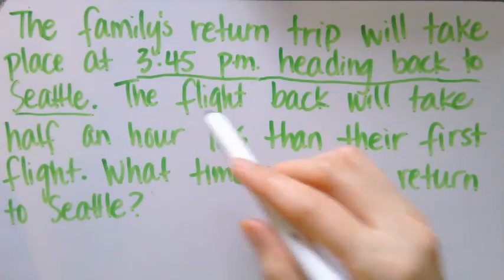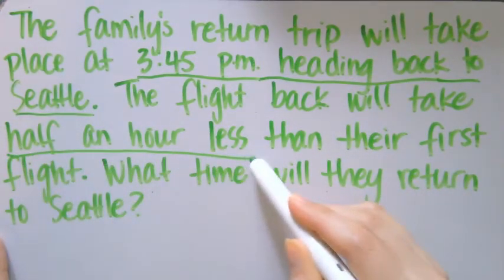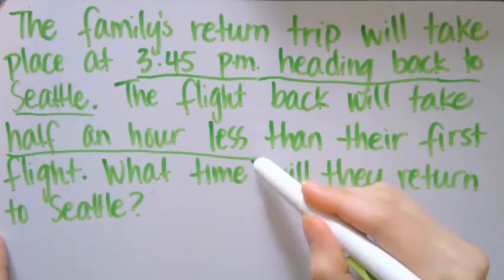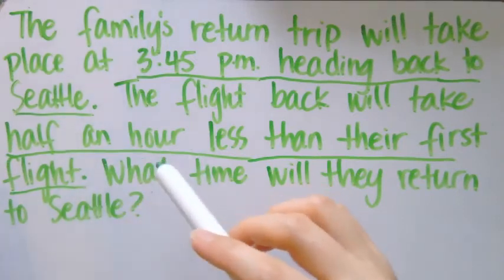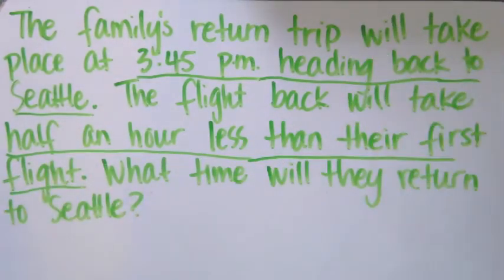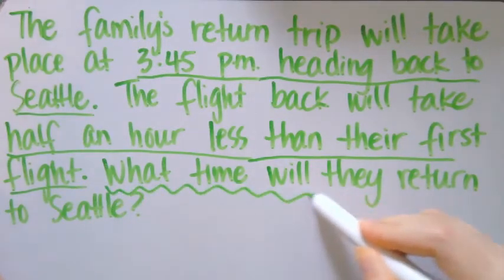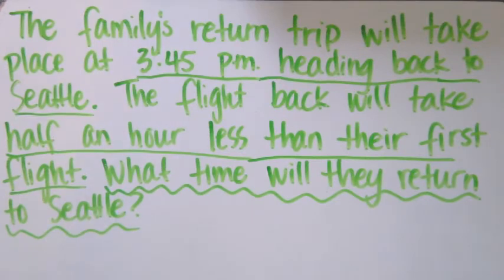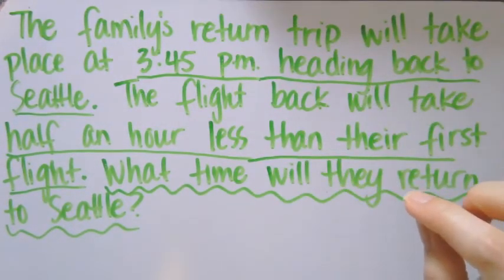All right, so this flight back will also take half an hour less than their first flight. I'm going to underline all of that because if I just underline half an hour less, I need to know what I'm comparing that to. Okay, and then I'm going to squiggly wiggly the question. All right, so some additional information that I need is what?